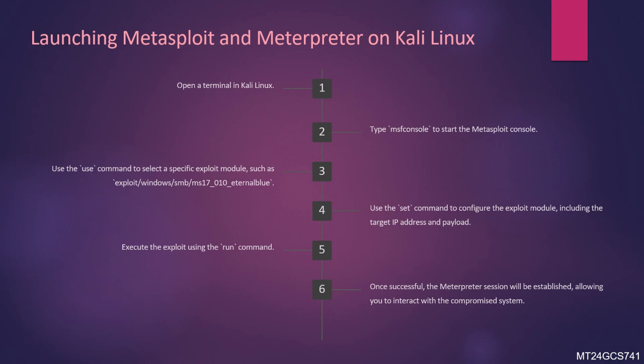Use the use command to select the exploit module, like use exploit/windows/smb/ms17_010_eternalblue. Set the target IP address and the payload using the set command. Execute the exploit using the run command. Once the exploit is successful, a Meterpreter session is established. You will be able to interact with the compromised system remotely.